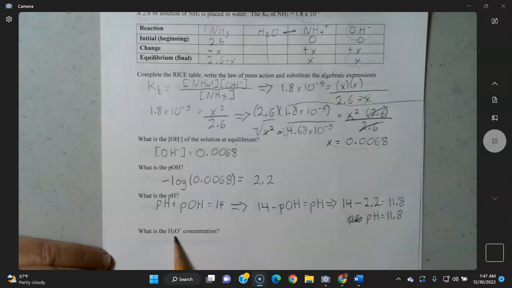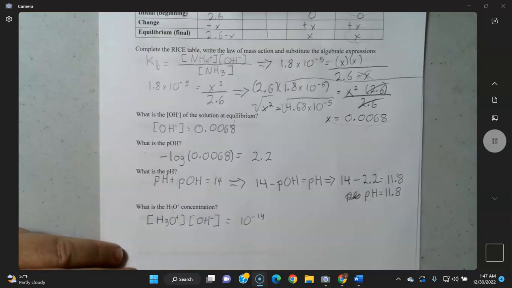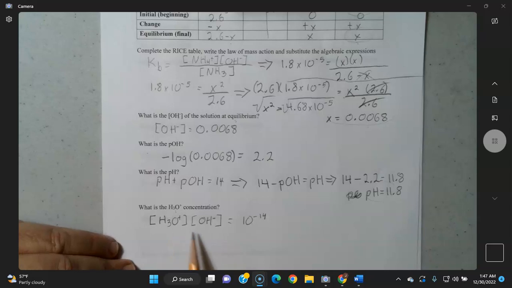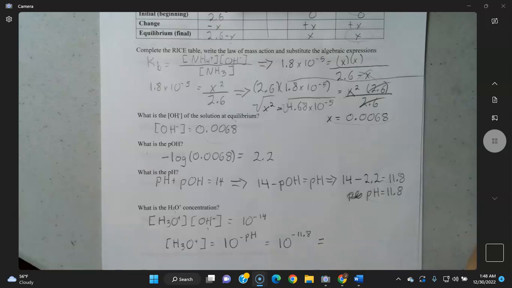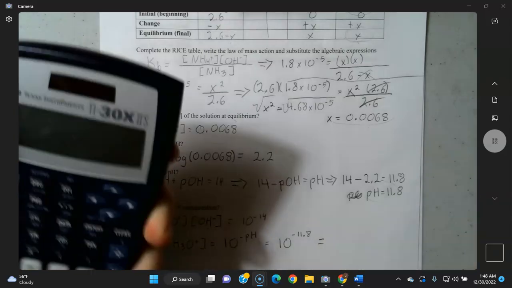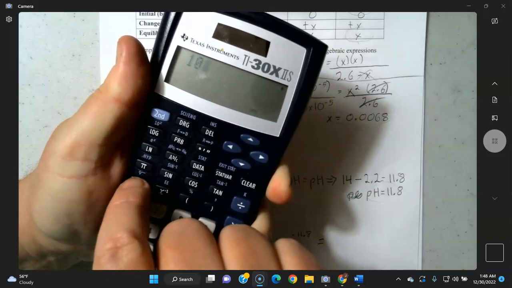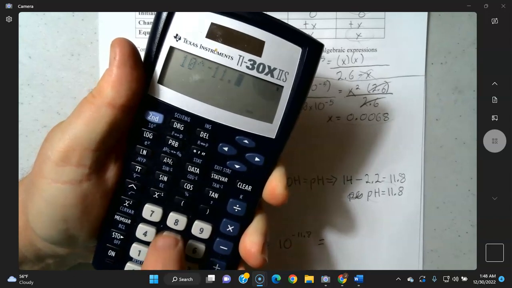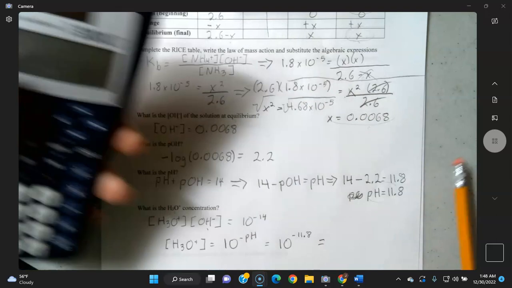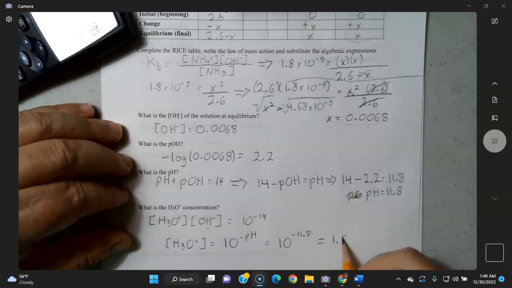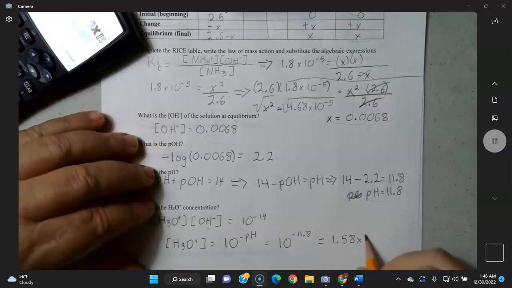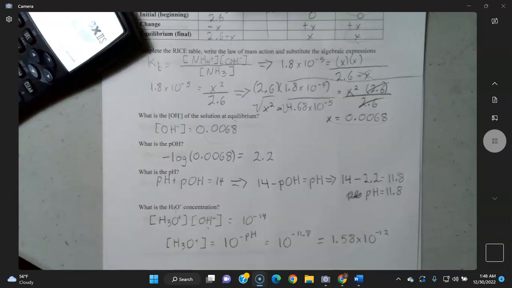All right, and what is the hydronium ion concentration? We can do it one of two ways. That's one way to do it because we know the value of OH, it's right there, but we can do it a different way. Okay, so we'll do it the alternate way. 10 caret negative 11.8, and that gives us 1.58 times 10 to the negative 12. Very small hydronium ion concentration, okay?